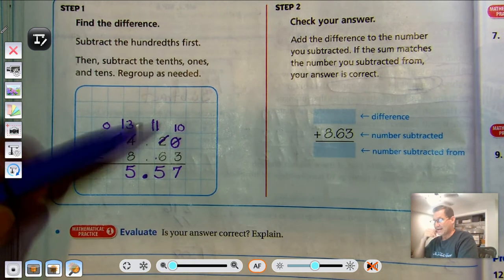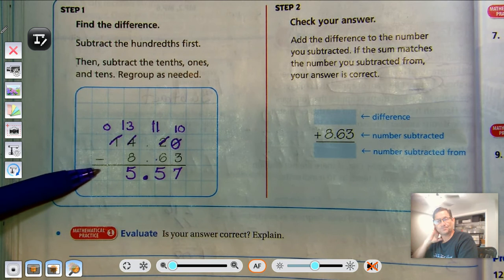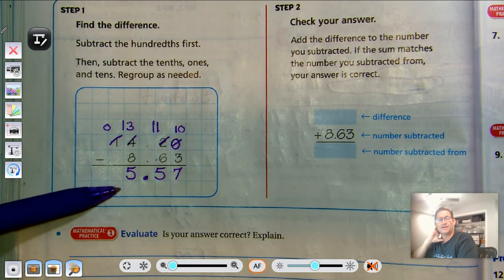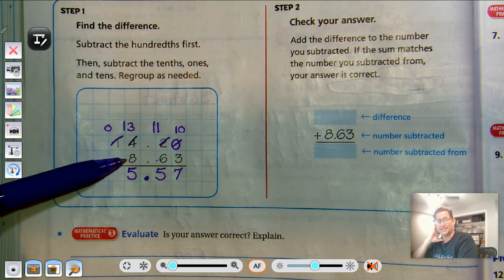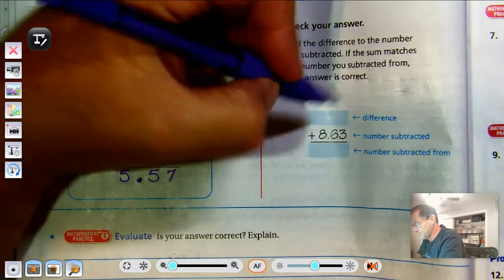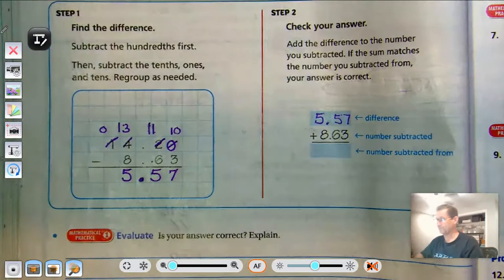Now, the answer that I get, if I add it to the number that I subtracted, it should give me the number I subtracted from. So let's see. Let's put 5 and 57 hundredths.